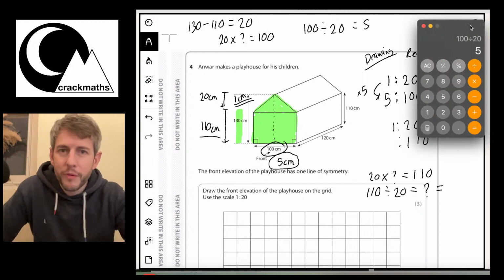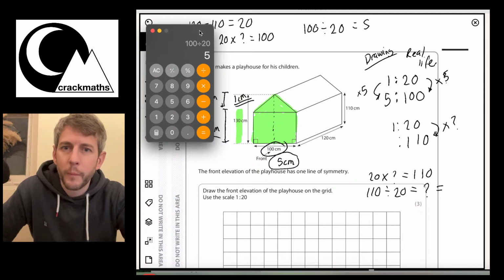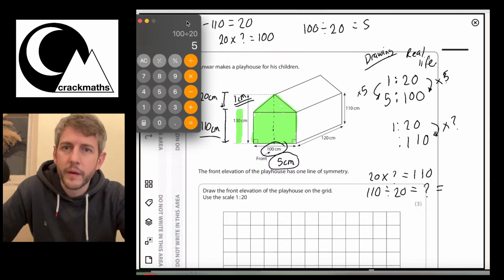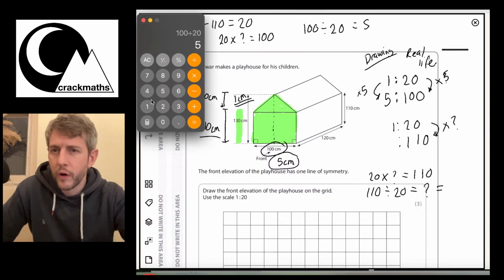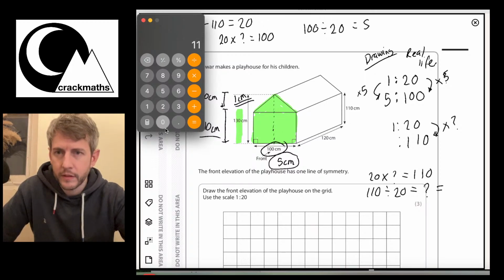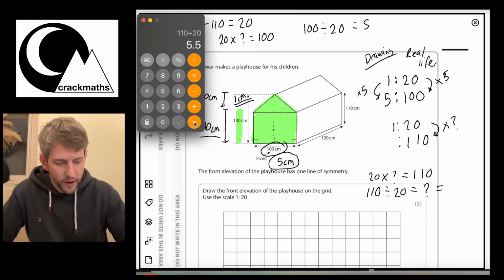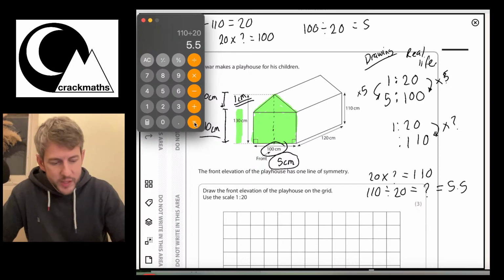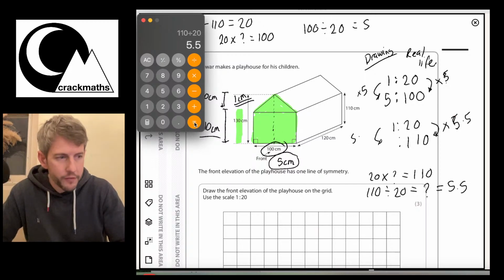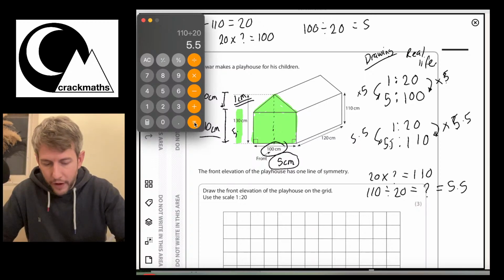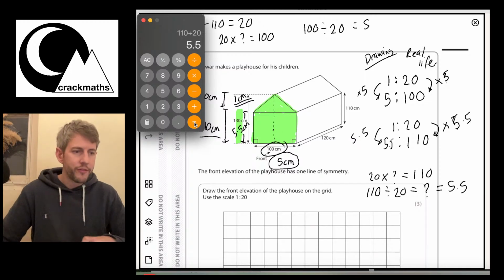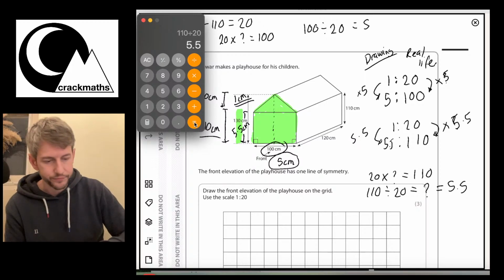And I'll bring my calculator back. Okay, I'll put it over here now. So here we go. We've got 110 divide 20, and that equals 5.5. So that means we've times that by 5.5. So we're timesing this by 5.5. And then we know that that length here will be 5.5 centimetres. Okay. So now we've got all our information, we can put this on the grid.